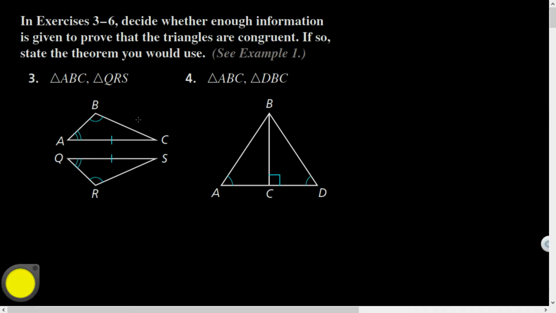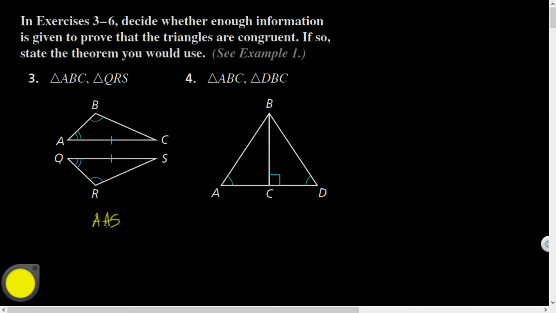So for question 3 here, I've got some given information. I've got angle B and angle R congruent, and I've got two sides congruent. Is there sufficient information to prove these congruent? Thoughts? I'm getting a yes and a thumbs up, a head nod. I'm seeing yes. And what theorem would you use?